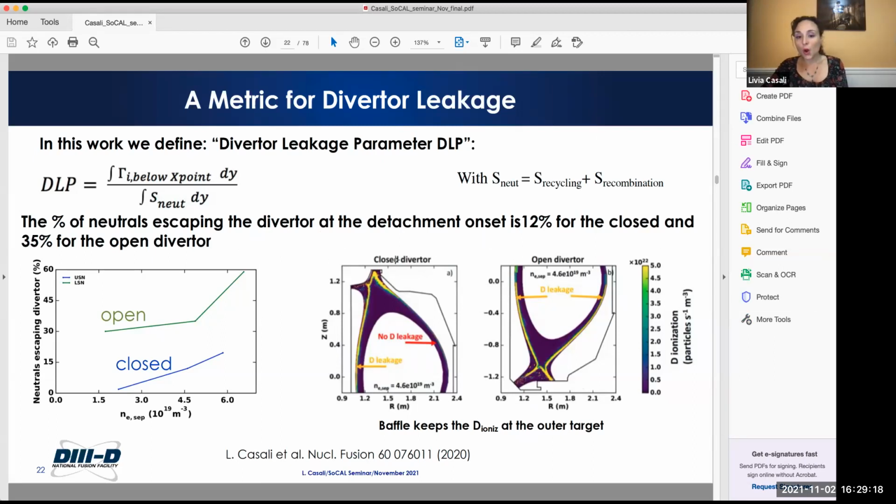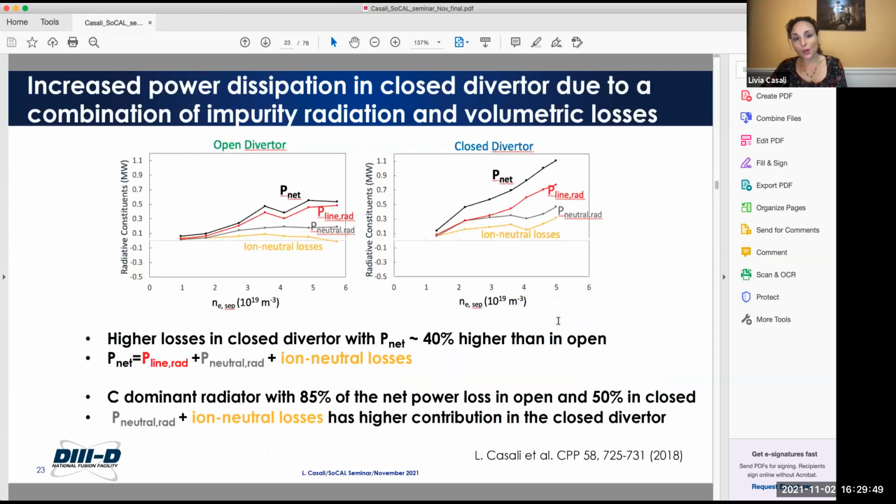I'm showing here on the right the ionization to deionization contour plot. We can clearly see that the baffle in the closed divertor is preventing neutral leakage up here going all the way to the midplane, whereas in the open divertor, neutrals are free to escape all the way upstream. And so the baffle keeps the neutrals right down at the target.